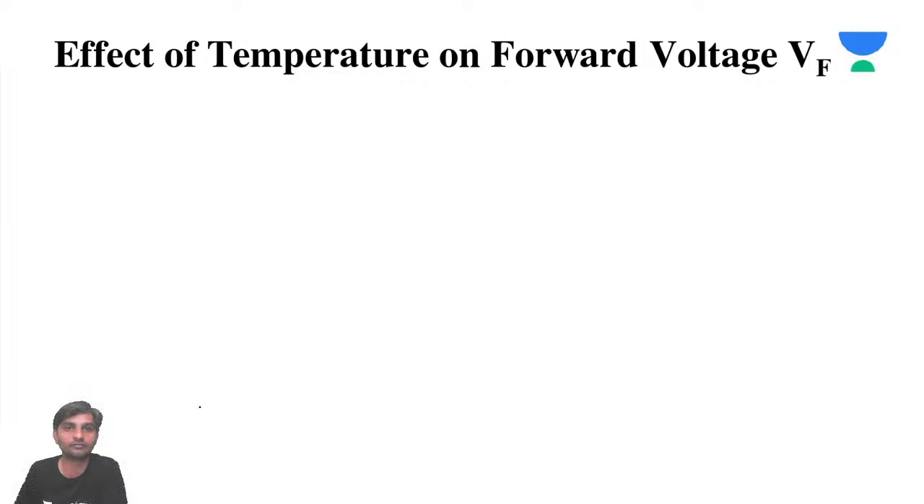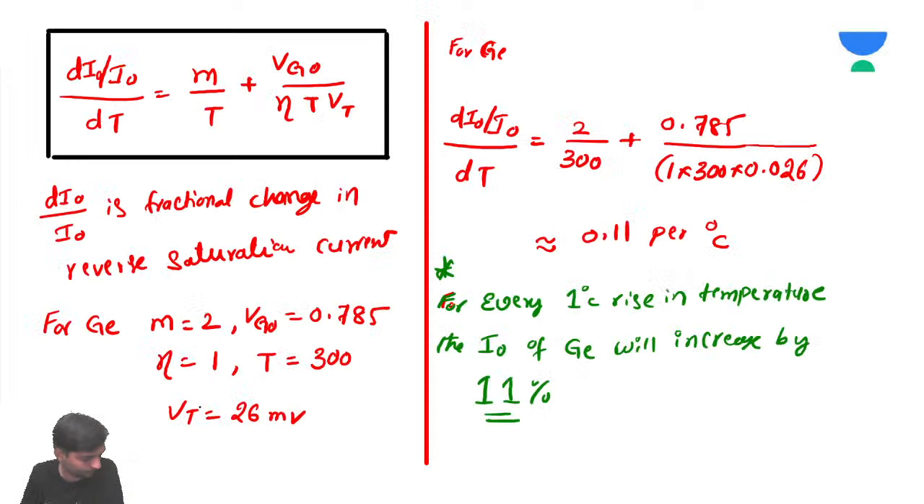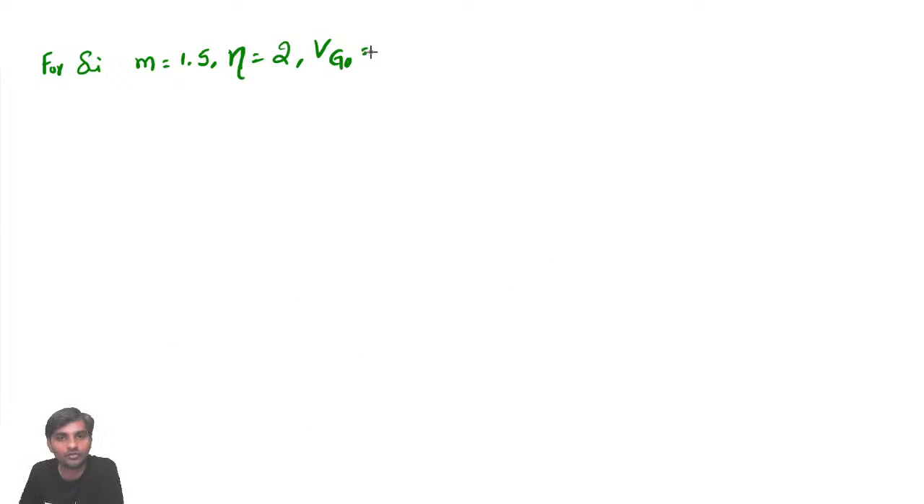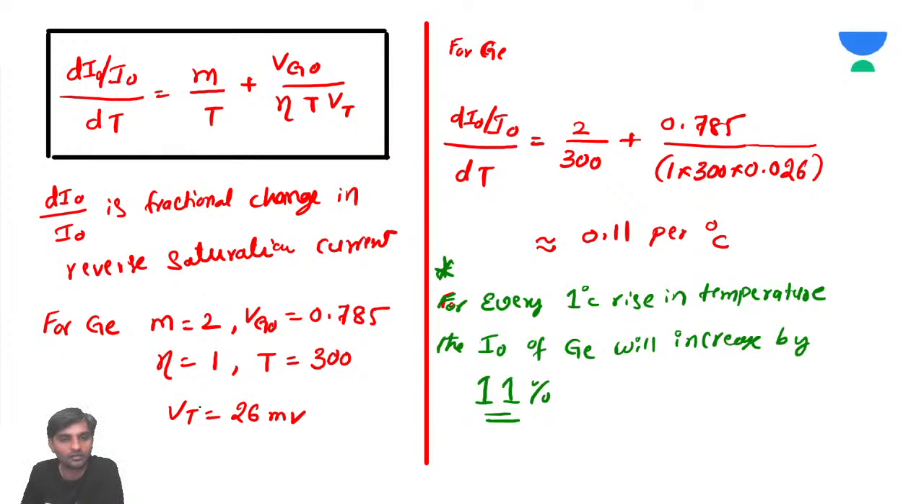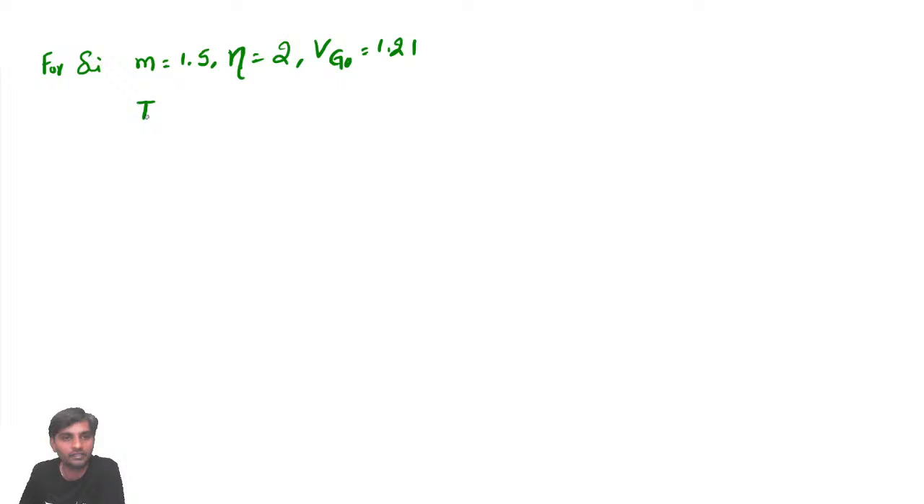Similarly, if you calculate for silicon, m is going to be 1.5. Eta is going to be 2. What will be remaining? Vg naught is going to be 1.21. Then T is 300, and VT is going to be 26 millivolts. Now how much will you get here?